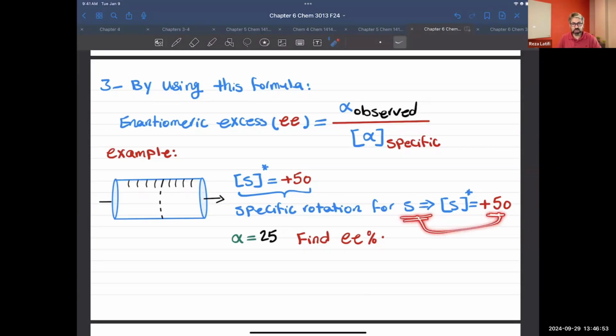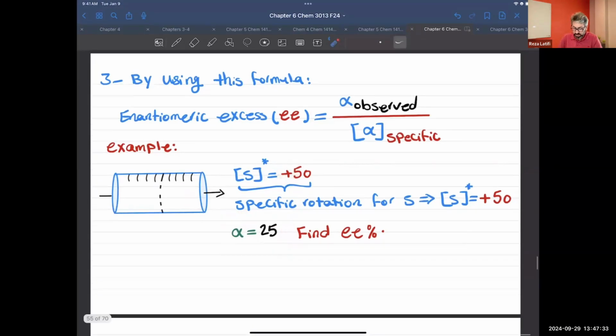Now, what's the observed rotation? The observed rotation is plus 25. Do I have excess from R or S? How do I figure it out? What's the sign for the specific rotation of S? It's positive. How about the alpha, the observed one? It is still a plus. Because it's positive, and S is the one that's rotating the light in a clockwise or plus direction, I'm going to say I have excess from S. And the minority will be R this time.